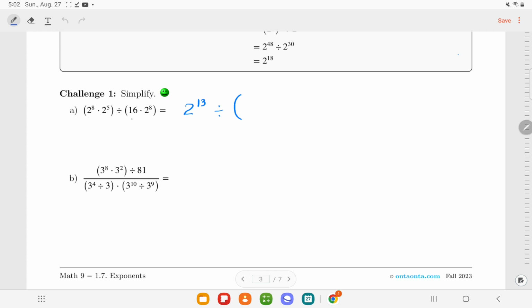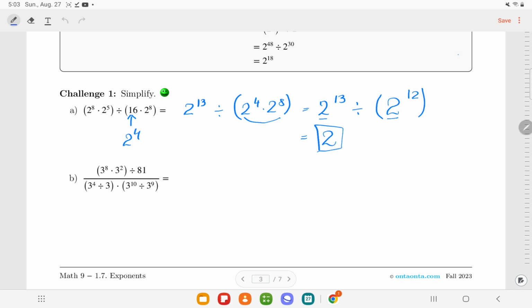Divide by. Now we have to rewrite 16 as 2 to an exponent, and we know that 2 times 2 times 2 times 2, 4 times, gives us 16. So this is 2 to exponent 4 times 2 to exponent 8. And we follow the same rules. We rewrite 2 to exponent 13, and we add these exponents here. So keep the base, add the exponents. Last step is dividing powers. We keep the base, since the bases now are the same. We subtract the exponents. 13 minus 12 is 1. 2 is our final answer.